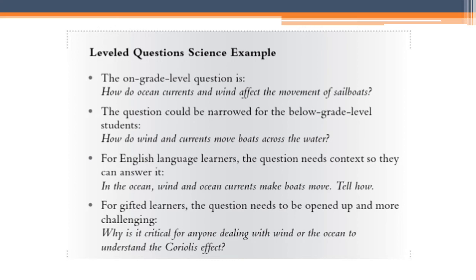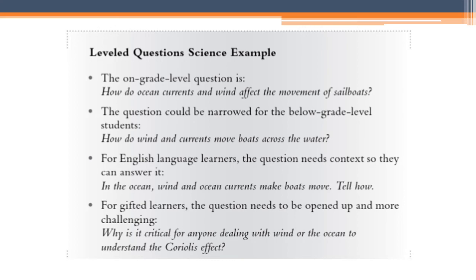The on-grade level question is, how do ocean currents and wind affect the movement of sailboats? Okay, so these are for the average learners. Now, for below grade level, yung mga below average, how do wind and currents move boats across the water? For English language learners, the question needs context so they can answer it. So, in the ocean, wind and ocean currents make boats move. Tell how. And for the gifted learners, the question could be like this: Why is it critical for anyone dealing in wind or the ocean to understand the Coriolis effect?